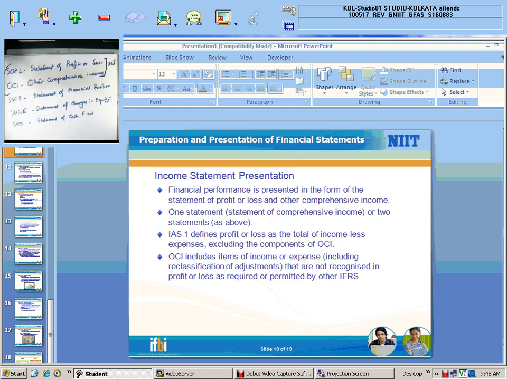One is statement of profit or loss, which is basically recognized income and expenses, and other comprehensive income is unrealized income and expenses. Realized income and expenses are reflected in the statement of profit or loss, and unrealized income or expenses are reflected in the other comprehensive income. That is the difference.